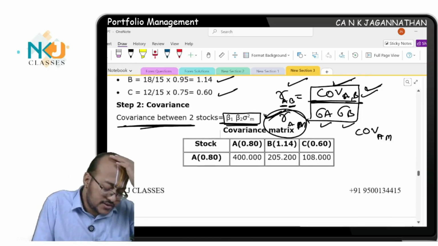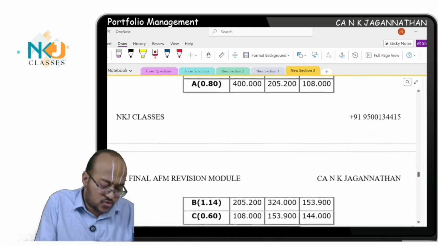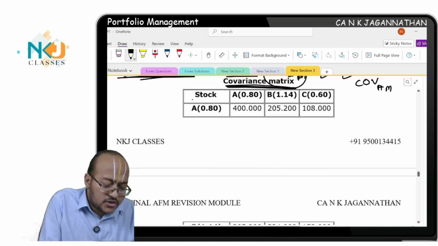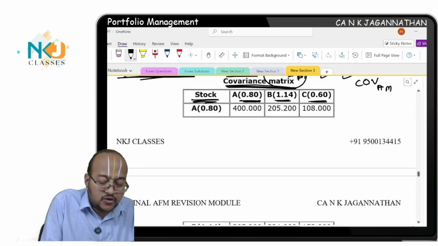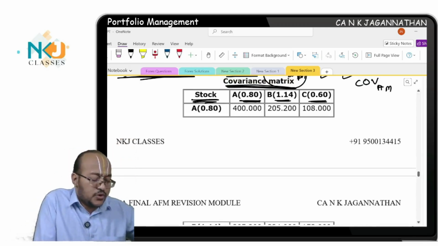That is what they have found out. See here, they have put a covariance matrix. You can apply the formula and directly get it. Very simple. This is the covariance matrix. Are you all listening? The stocks are A, B, C, and beta: this is the beta of A, beta of B, beta of C, 0.8, 1.14, 0.6. Just now we computed these in step number 1.